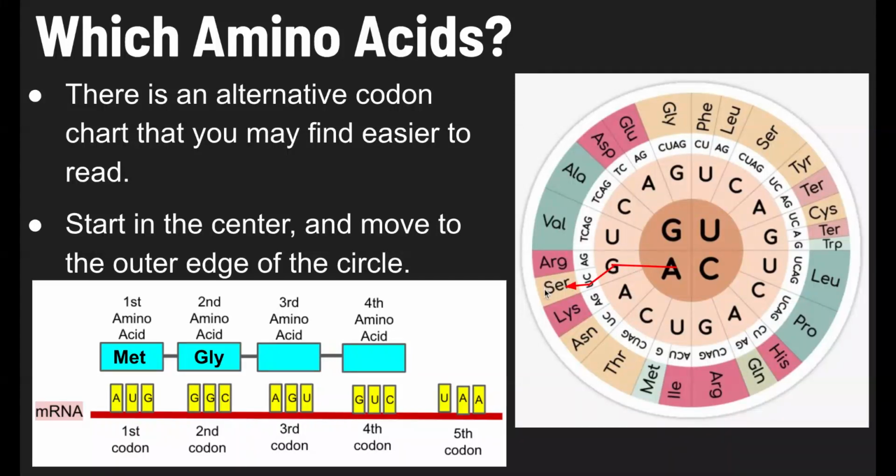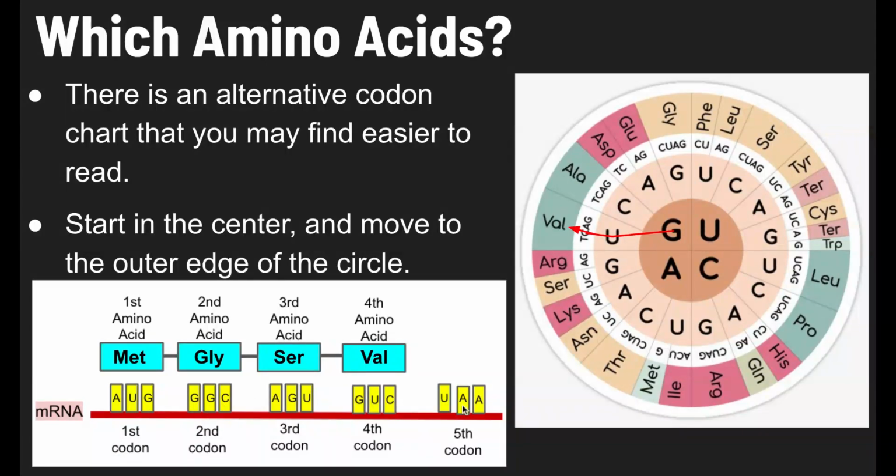AGU leads to this amino acid. Ser is shorthand for serine. So I'm going to write SER for my third amino acid. All right, let's do another one to practice here. So my fourth codon is GUC. So I would start at the center, find the G, then the U, then the C. GUC, it leads to VAL, which stands for valine. So I'm going to write VAL right there. So these are the 4 amino acids that this mRNA codes for.